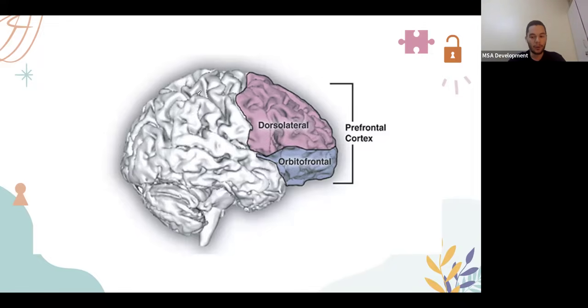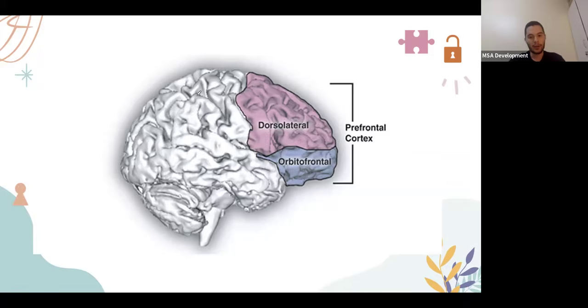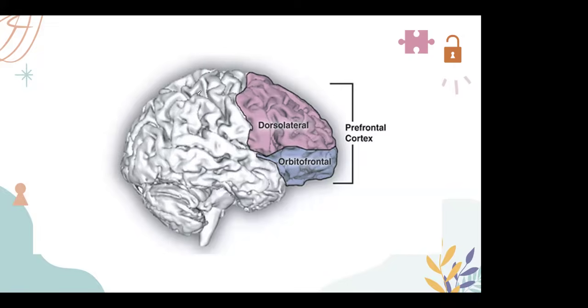The orbitofrontal cortex is what makes you feel reasoning and not irritable. Yes, exactly. So not irritable, you're calm, you're not angry all the time. What strengthens your orbitofrontal cortex? Good childhood.